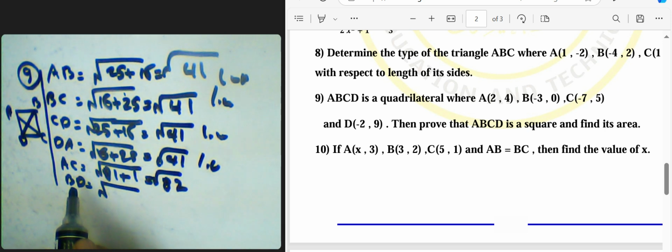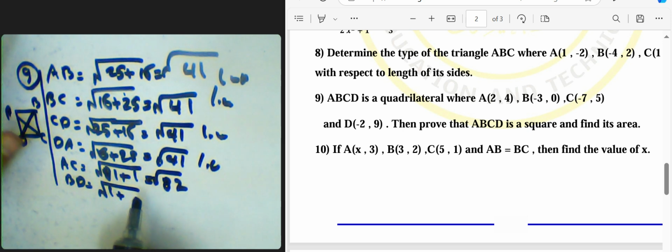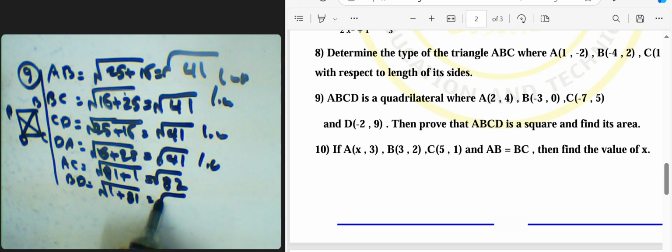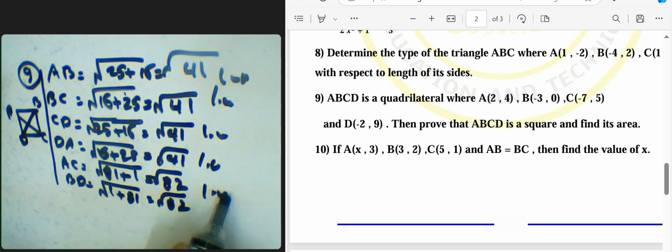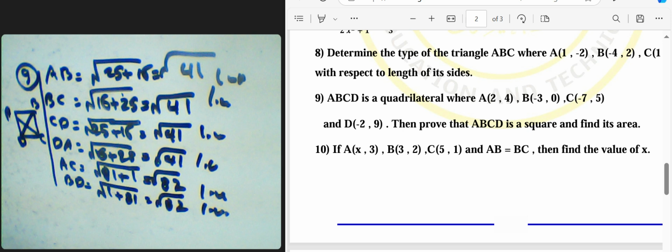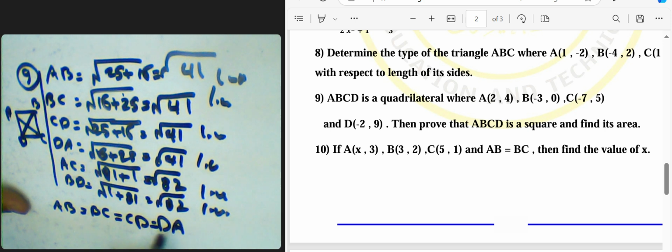And BD, we have negative 3 minus negative 2, it will be negative 3 plus 2, it will be negative 1 power 2, 1. And we have 0 minus 9, it will be 9 power 2, it will be 81. So the result will be square root of 82 length unit. Then we prove that AB equal BC equal CD equal DA.